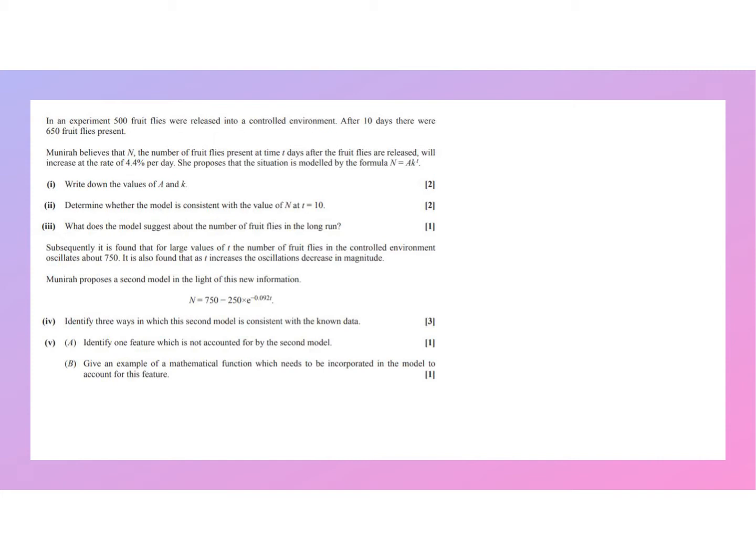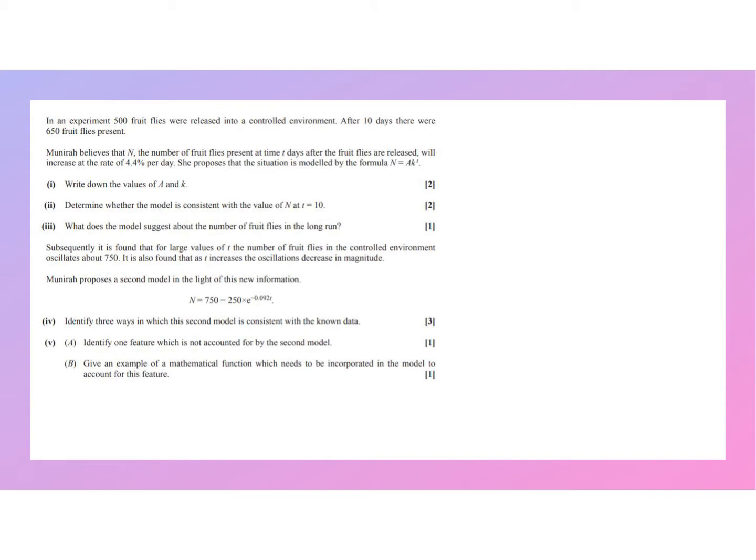So, in an experiment, 500 fruit flies were released into an environment, a controlled environment. After 10 days, there were 650 fruit flies present. Munira believes that n, the number of fruit flies present at time t days after the fruit flies are released, will increase at the rate of 4.4% per day.